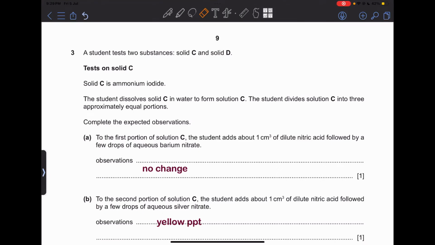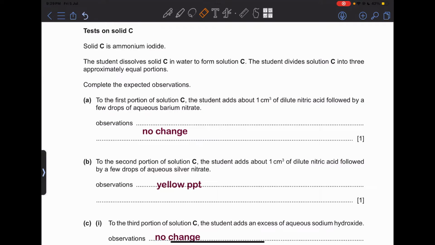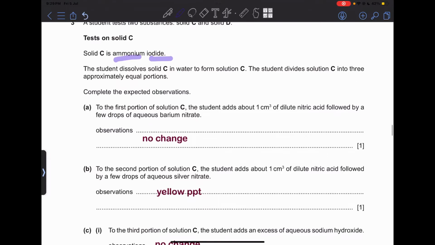3. A student tests 2 substances, solid C and solid D. Test on solid C. Solid C is ammonium iodide. The student dissolves solid C into water to form approximately 3 equal portions. So right now we're going to see the student testing either ammonium or iodide. The substance they add doesn't need to react with both so that you can get an answer. You can only see if it reacts with either ammonium or iodide, and if it does, then you are going to write down the answer.